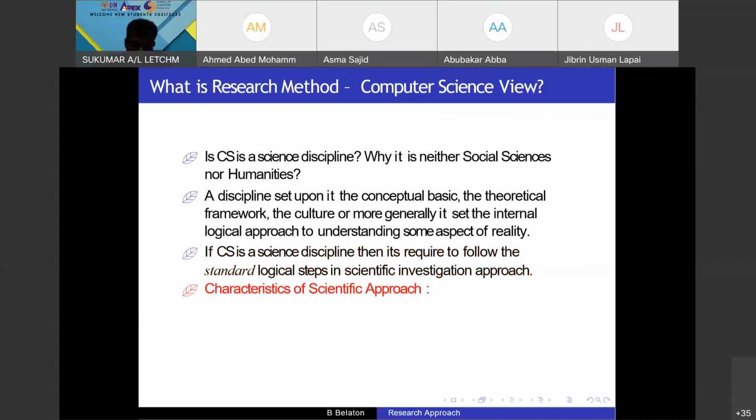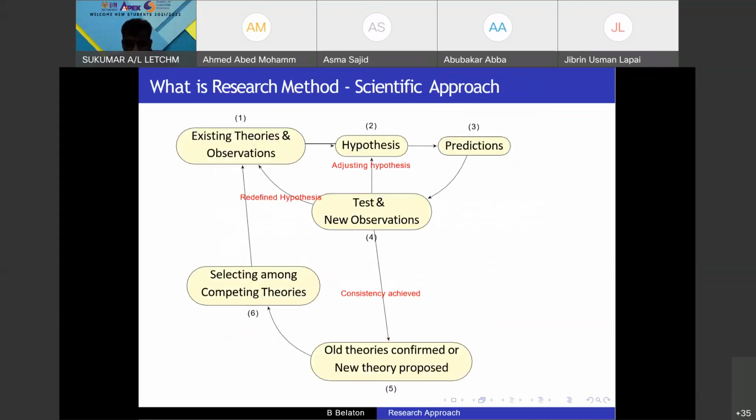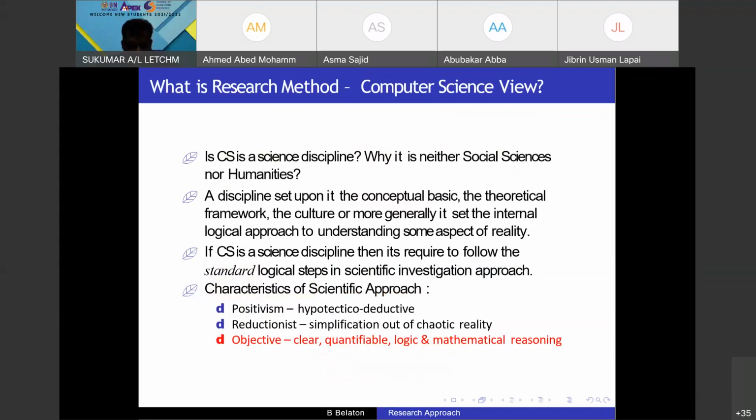Okay, characteristics of the scientific approach. If you look in terms of computer science here, we have positivism and reductionism. I think you don't need to go into detail on this one. The main thing is you need to be in the classical scientific approach that we use for computer science, which is objective, clear, quantifiable, logical, and mathematically reasoned. Very important. This is how we really approach it.